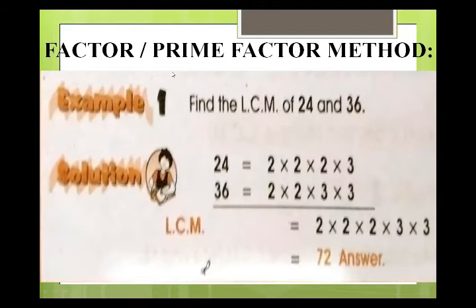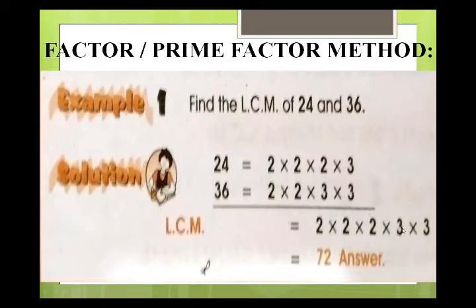Why do we use the name prime factorization? Because if you see the factors we have found here, all of these factors are prime. 2 is prime, this 2 is also prime, this 2 and 3 are also prime. So all these factors are prime factors. That's why we say this method is the prime factor method.